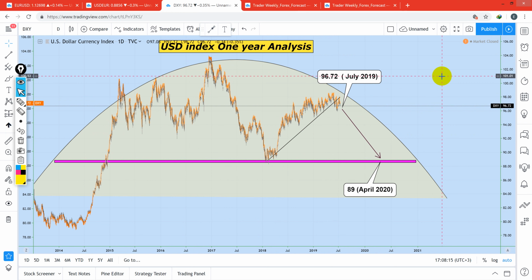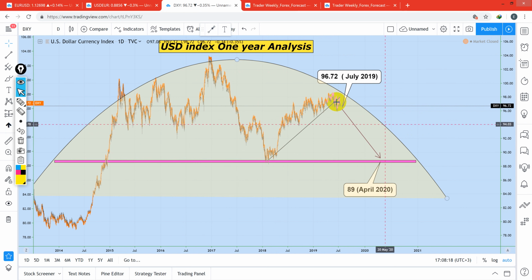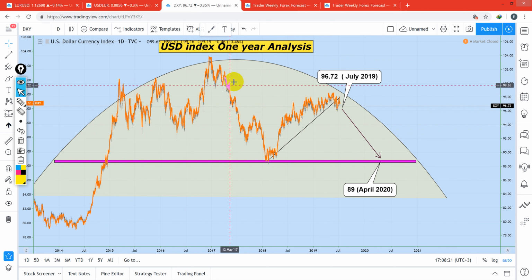Does this mean it's going to fall immediately? Could be something like that. It's not going to go in a straight line. It's going to be like down, correction up, down, correction up. So we expect the dollar index to come down from the 97 area to 89 by April 2020. I'm giving you the map of the road. This is the map. Once you have this chart, you're not going to get lost in the middle.